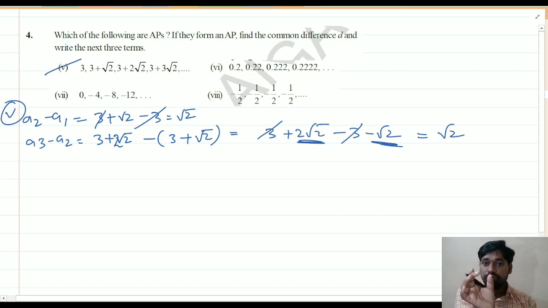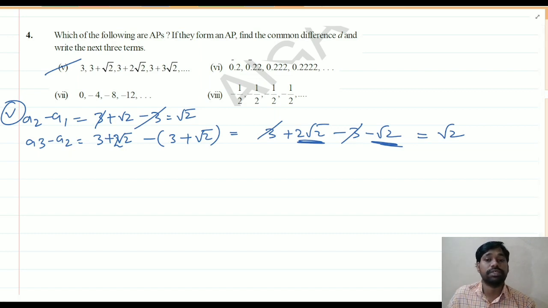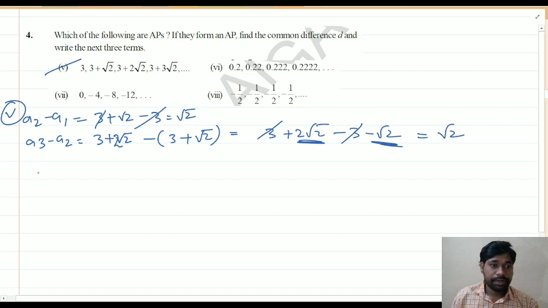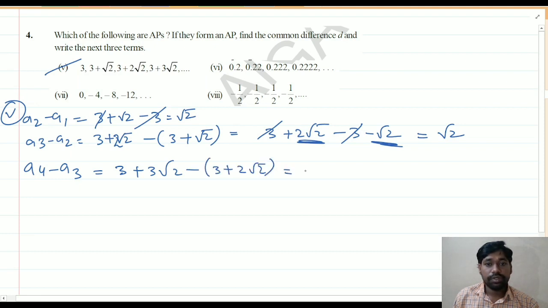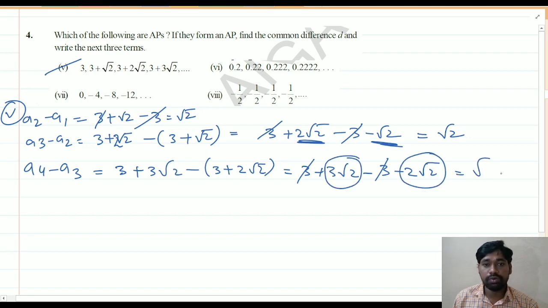Try to understand. 2 chocolates are there, 1 chocolate is removed, then 1 chocolate will be left here. Okay, then A4 minus A3, same process. 3 plus 3 root 2 minus 3 plus 2 root 2. So 3 and 3 became 0. 3 root 2 minus 2 root 2, then simply 1 root 2 is left.